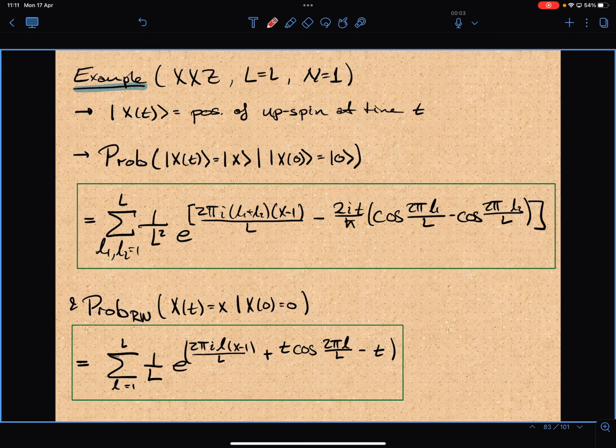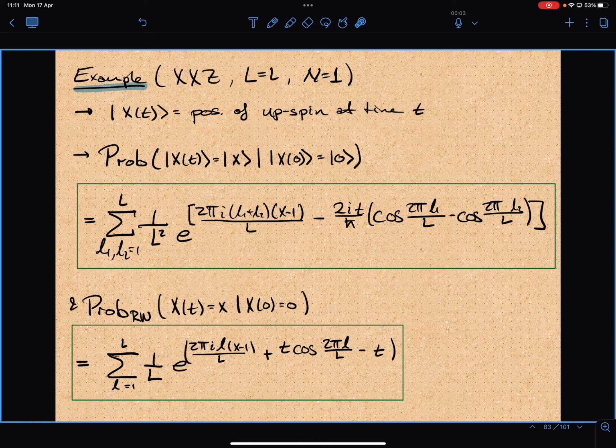All right, so now that we had some fun, let's go back to math. The example that I want to look at specifically is the XXZ chain, with L equal to L, meaning any L that's going to be a parameter that's fixed, and n equal to 1. So in this case, I'm going to have my ring with a single upspin, and the rest of the positions are going to be downspin. And I want to see how this upspin is going to evolve over time.